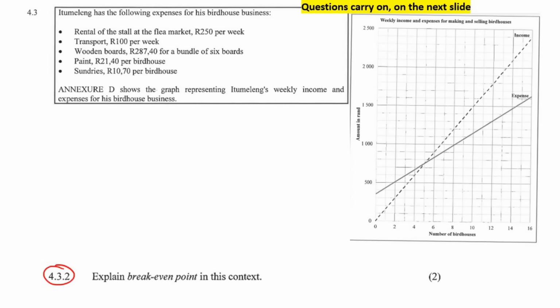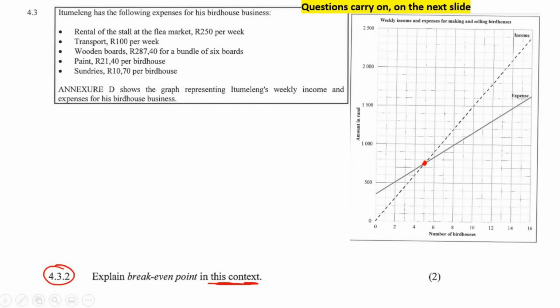Now moving on to this question: explain the break-even point. They're not asking for just a definition; they want you to explain it in this context. According to this business, what does it mean? The break-even point is the point where the income is the same as the expenses. It's this point over here, where the person is not making any profit, but also not making any loss.